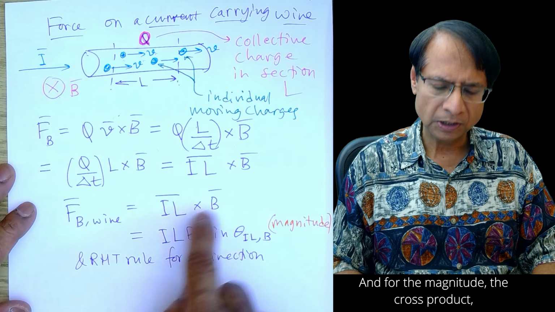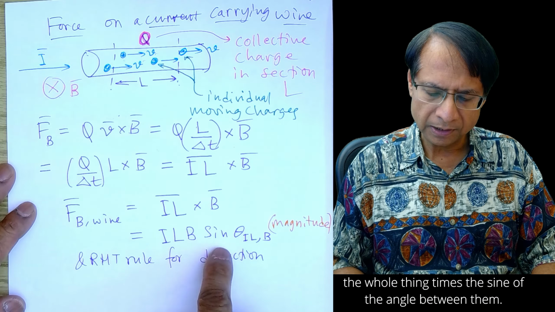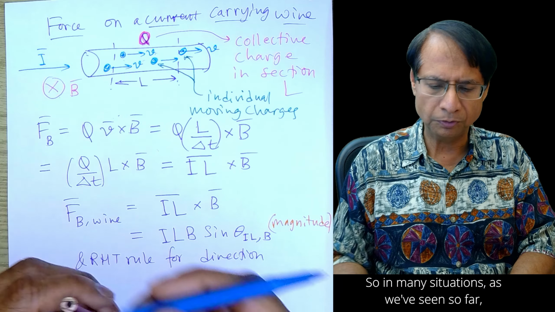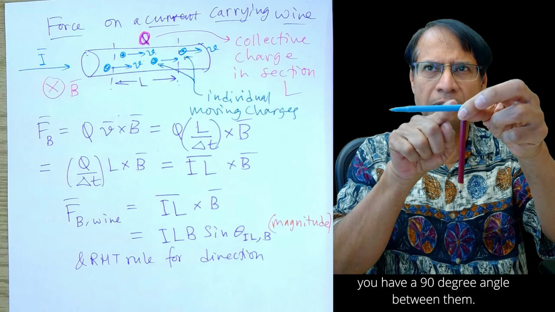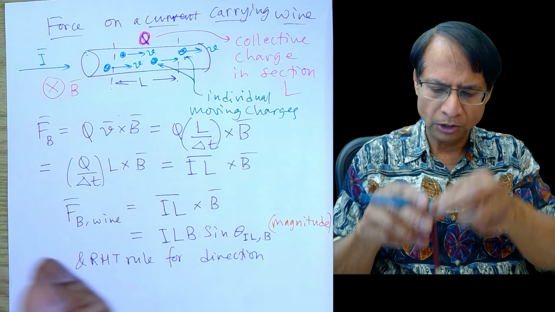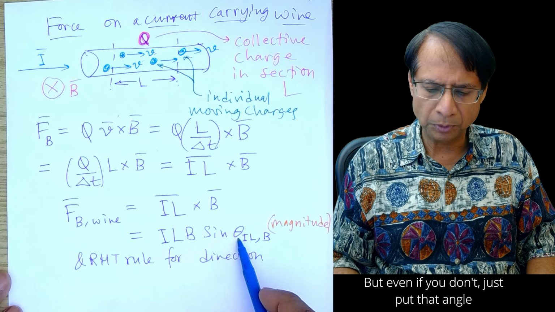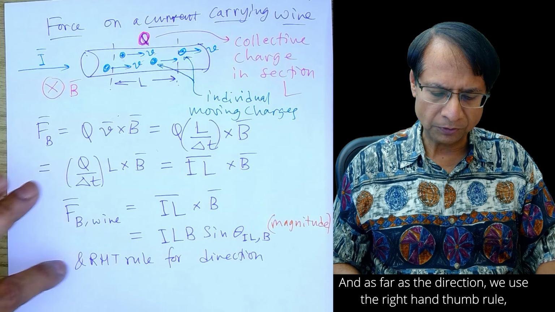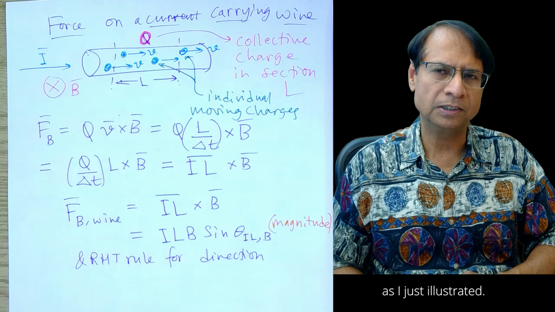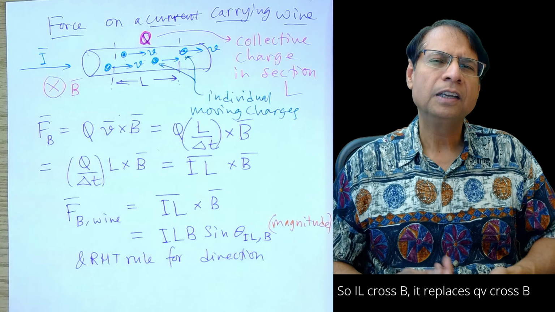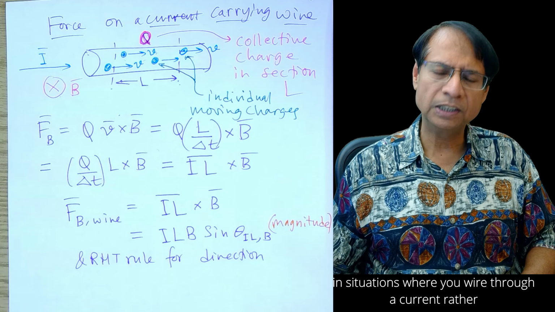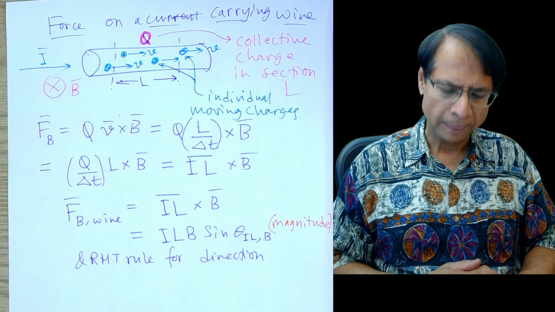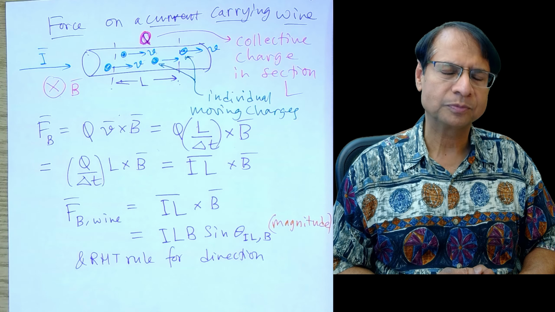And for the magnitude, the cross product is the whole thing times the sine of the angle between them. So in many situations, as we've seen so far, you have a 90-degree angle between them. The current goes one way, the field goes another way. Often you have 90 degrees. But even if you don't, just put that angle into the sine theta, and you'll get the actual value. And as far as the direction, we use the right-hand thumb rule, as I just illustrated. So IL cross B replaces QV cross B in situations where you have a wire with a current rather than an individual charge just moving through space. And this is a more common example.